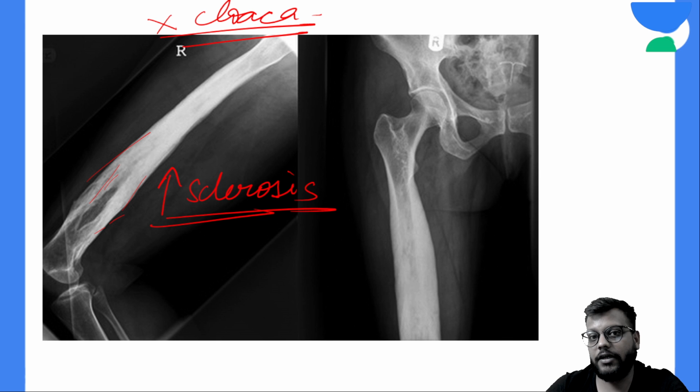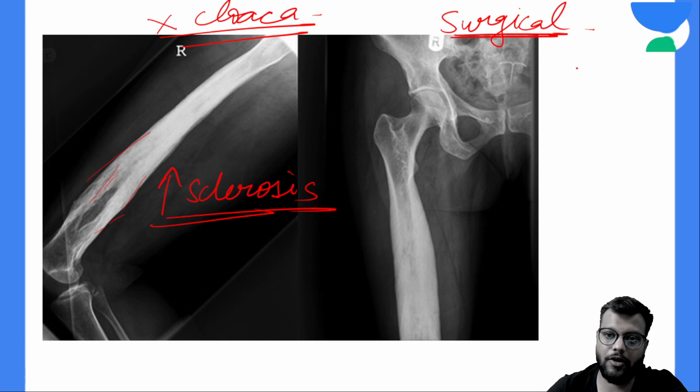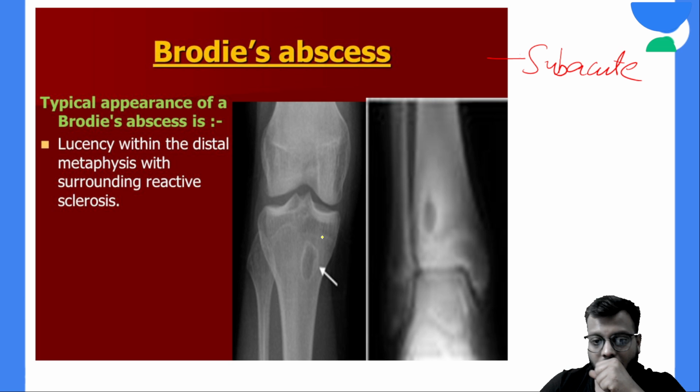Okay, treatment is same surgical treatment. You have to remove this dead bone and this sclerotic bone with antibiotics, and this is your subacute type of Brodie's abscess. So Brodie's abscess is again most commonly in the metaphyseal region, and here you have this rim of sclerotic margin.